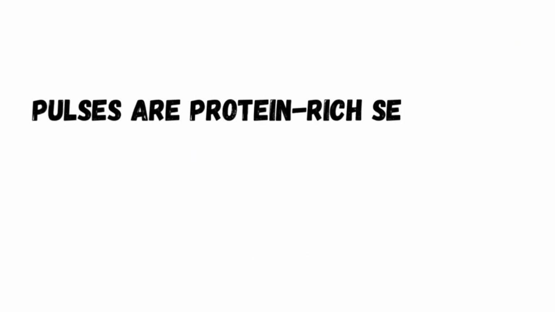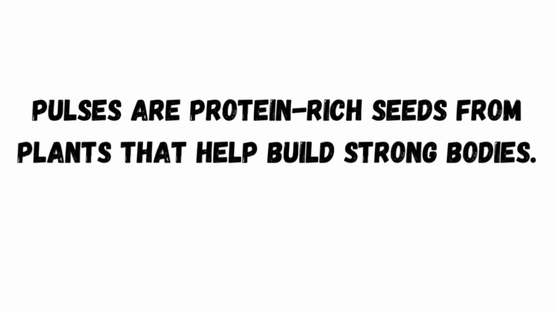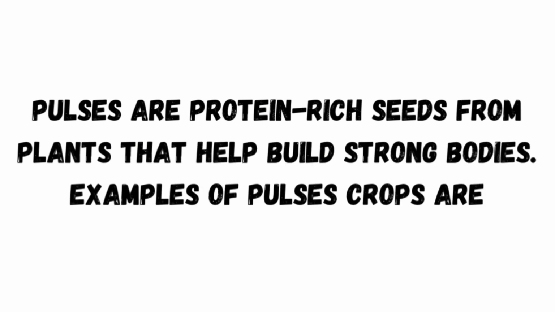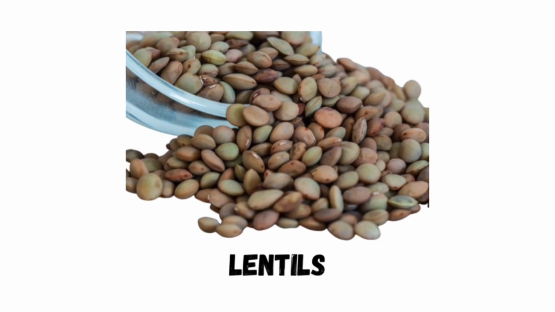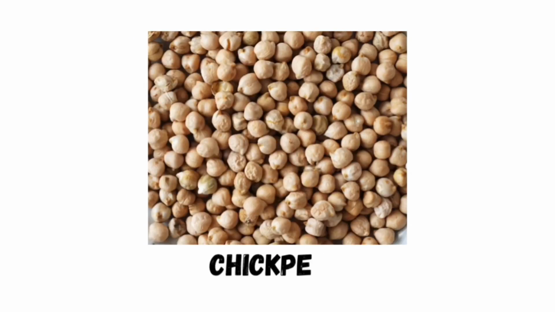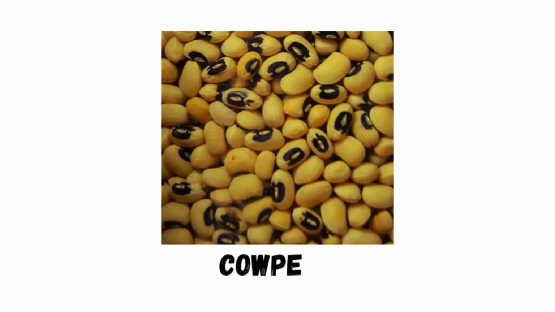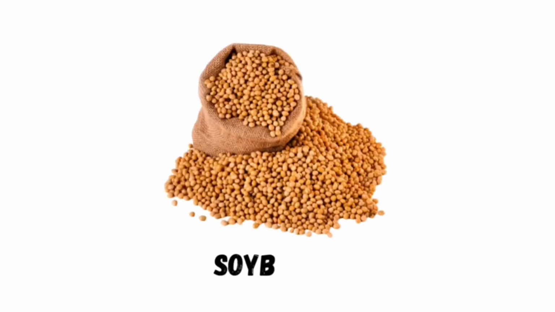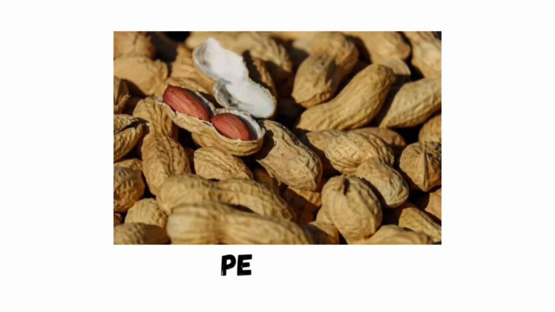Second one is pulses crop. Pulses are protein rich seeds from plants that help build strong bodies. Examples of pulses crops are lentils, peas, chickpeas, cowpeas, soybeans, peanuts.